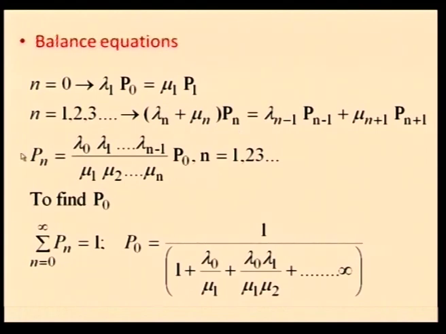So, the next step is to derive this p n to be equal to lambda naught lambda 1 up to lambda n minus 1 divided by mu 1 mu 2 and so on up to mu n, into p naught. We said that the departure rates are valid only if there is at least one customer in the system. So, mu starts with mu 1, mu 2 and so on, whereas lambdas start with lambda naught, the rate of arrival. So, even if there is no customer in the system, an arrival can take place. So, we will next see how to get this expression for p n from these balance equations.